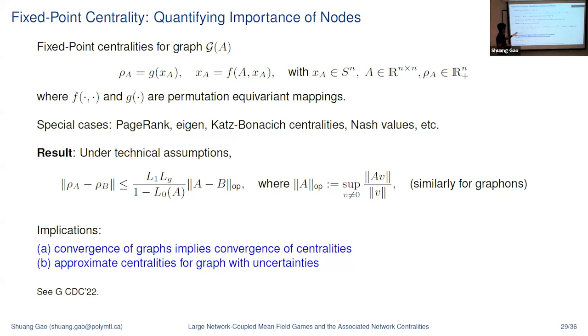So under technical assumptions, one can identify the convergence of the centralities with respect to the convergence of the underlying matrix of graphs. And here, L1, LG, L0 are just some Lipschitz coefficients for function f. Here, for the norm, you can choose an arbitrary norm, as long as it is compatible with the other norm you choose here. The implication of this is that convergence of graphs would imply convergence of centralities. And second, if you look at graphs that have uncertainties, we can identify approximate centralities by looking at the limit centrality.